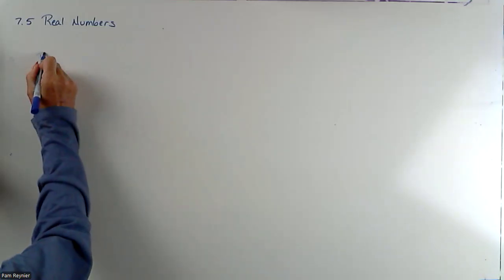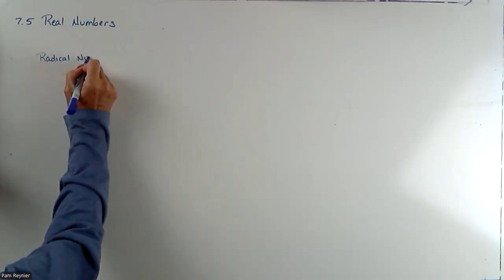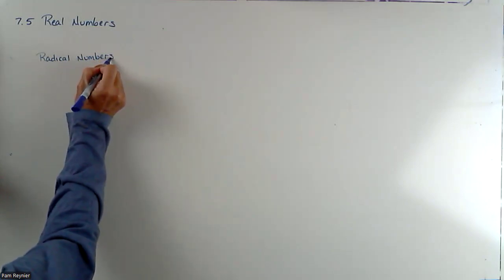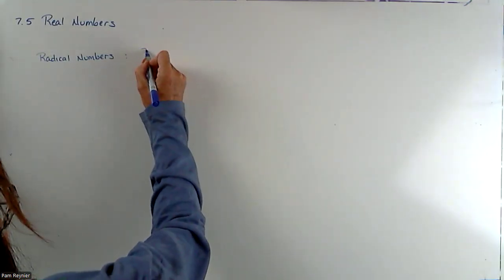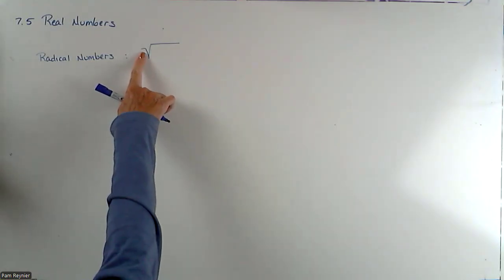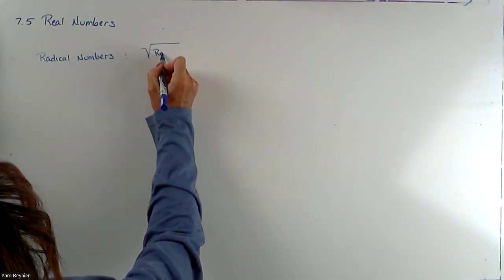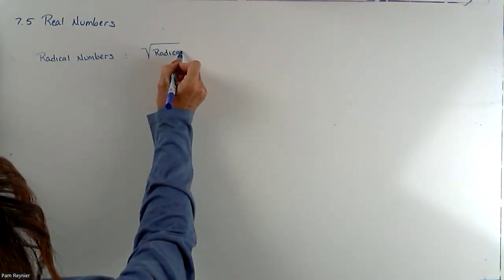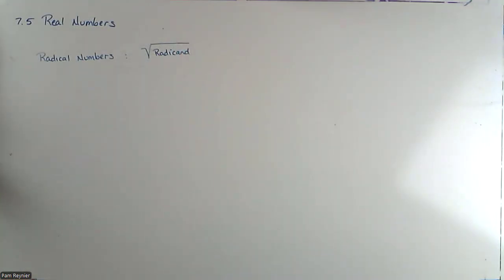Okay, so let's take a look at radical numbers. First of all, academic language, we have a radical sign. It's not a division sign because it's got this little hook on the end. Whatever's on the inside of this grouping symbol, we call the radicand. So for order of operations, this would be considered a grouping symbol, like a parenthesis or a bracket.